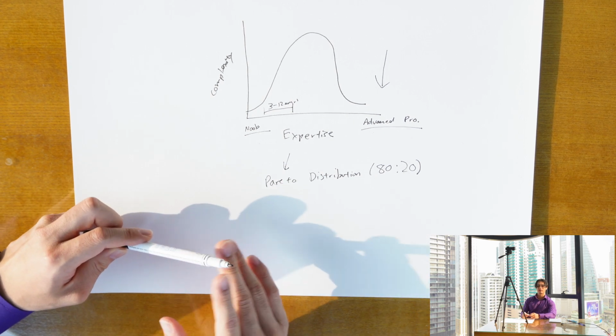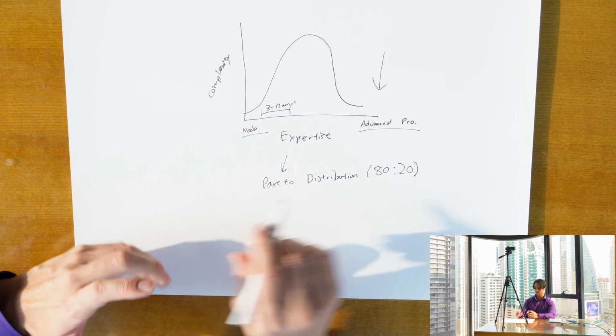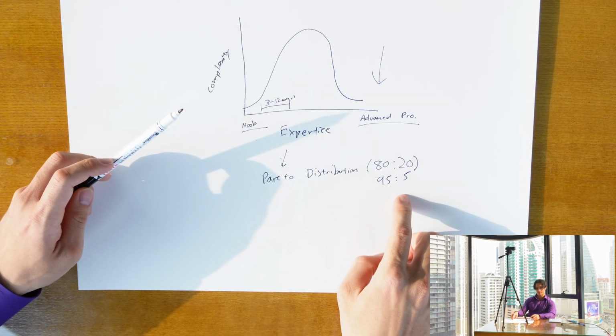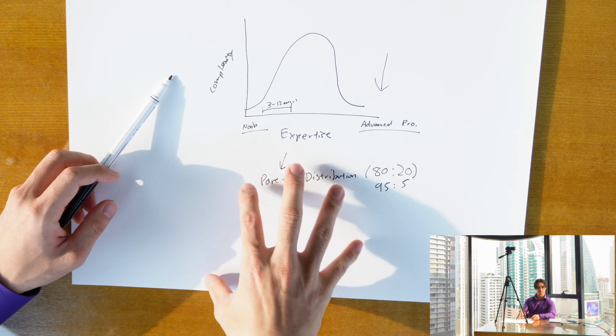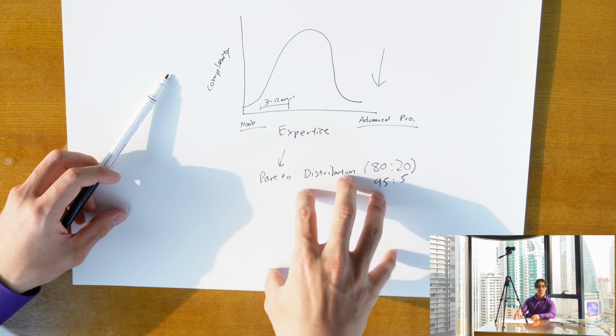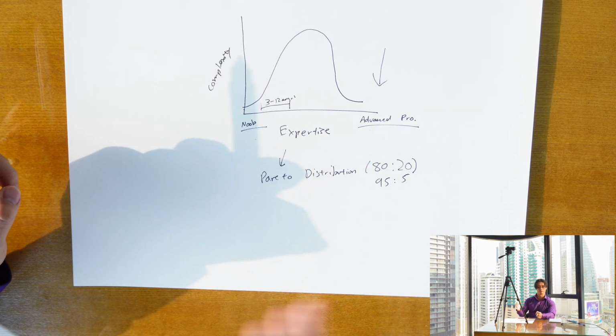I would say that in finance and in trading and investing, this distribution is even more extreme. It's like 95 to 5, in that 5% of people make 95% of the money. 5% of the opportunities contribute to 90% of your profit and loss at the end of the year. And I've tracked this statistically over the years.